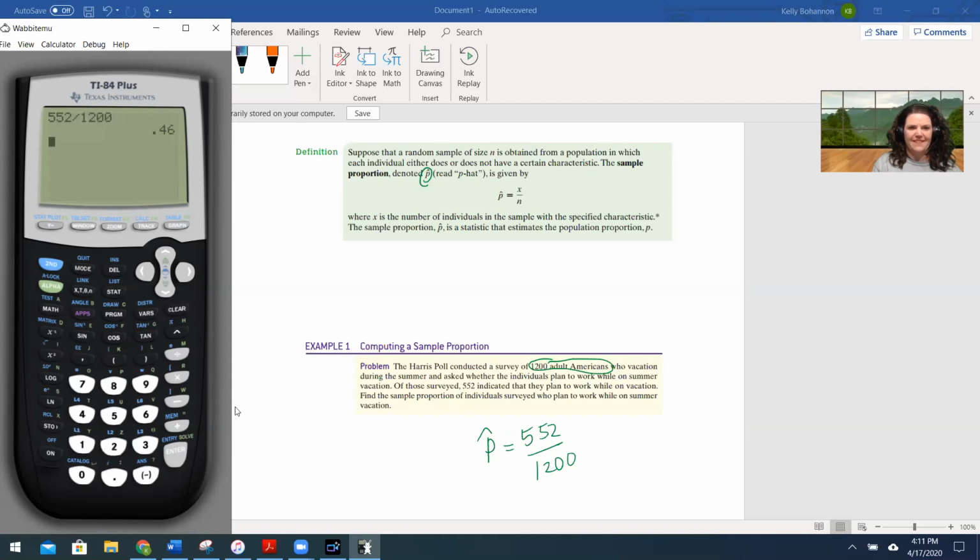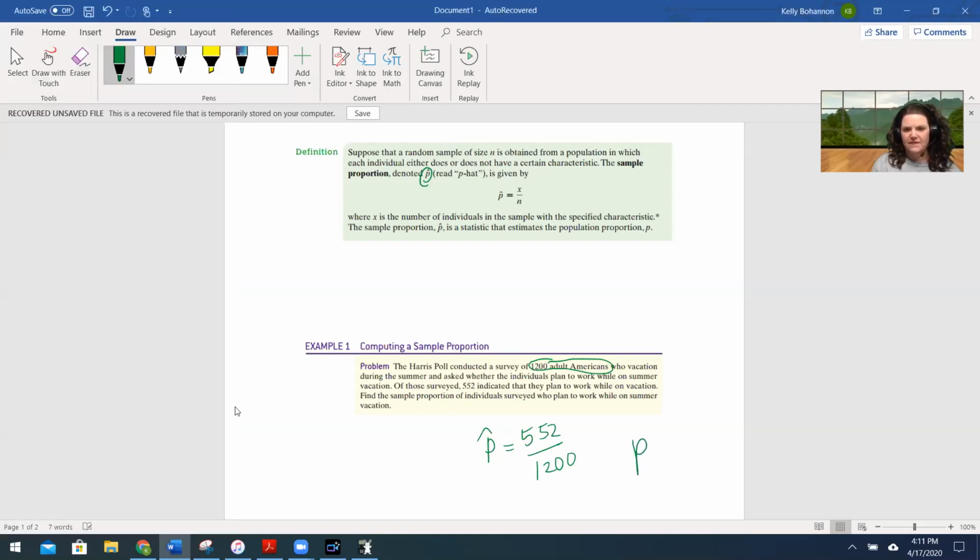All right. So I get p hat is 0.46. And that is considered your sample proportion.